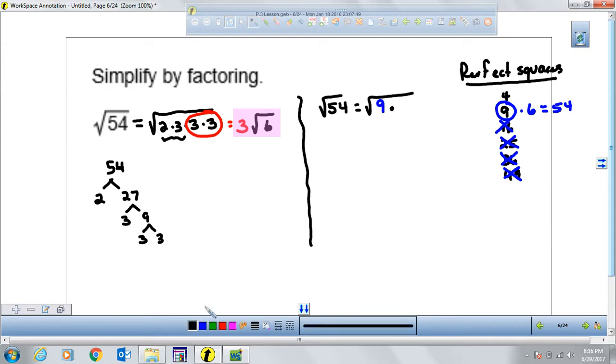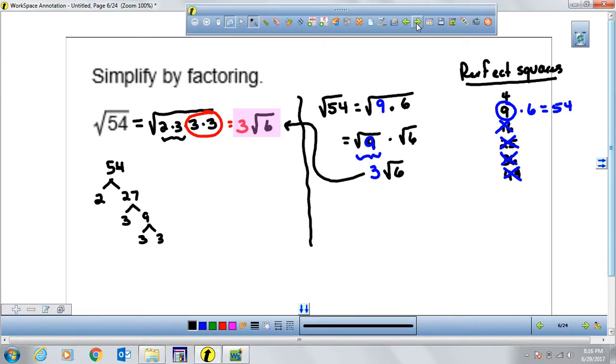So we can break it down into the square root of 9 times 6, and according to the product rule, we can separate it into the square root of 9 times the square root of 6. The square root of 9 is going to give us a 3, and then the square root of 6 is just going to be carried over. So that's 3 square root of 6, which gives us the exact same thing. It is just a different way of simplifying a square root.